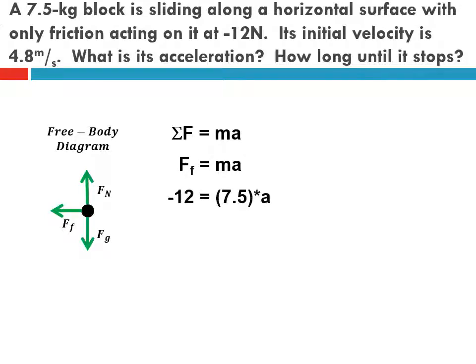Now when we put in the force of friction, we know it's going to be negative 12, because it's in the left direction, and the x direction is going to be negative 12 for that. And then we get our mass in here, which is 7.5, and then our acceleration. We go ahead and divide both sides by 7.5, and we find that our acceleration is negative 1.6 meters per second squared. So that gets the first part of finding that.